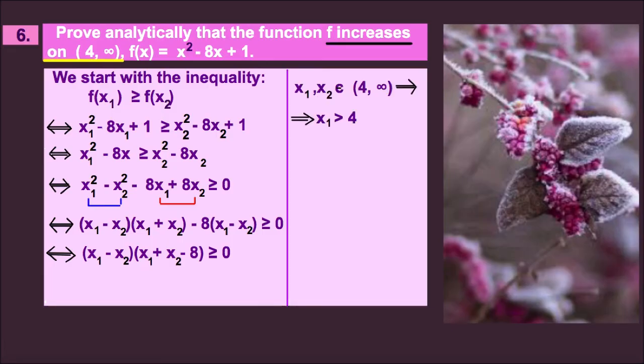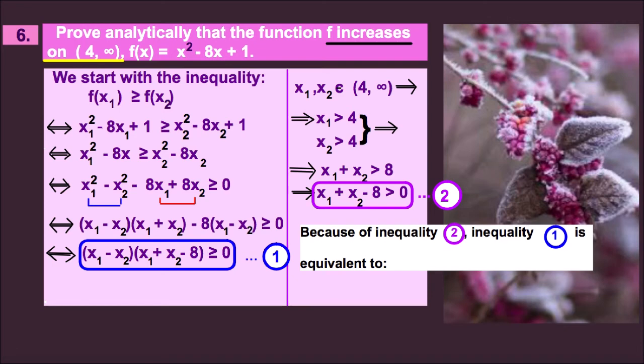x1, x2 belong to the open interval (4, ∞), thus x1 is greater than 4, x2 is greater than 4. From these two, thus x1 + x2 is greater than 8. Thus x1 + x2 - 8 is greater than 0. Because of inequality 2, inequality 1 can be written as, and is equivalent to, x1 - x2 ≥ 0, which is equivalent to x1 ≥ x2.